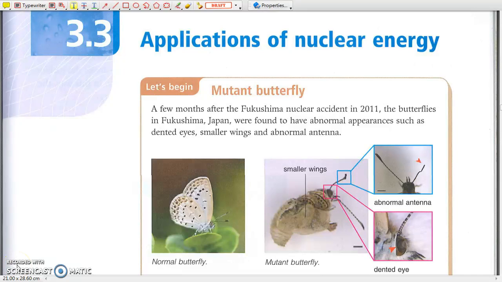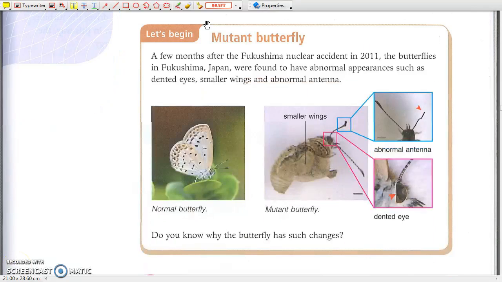3.3 Applications of Nuclear Energy. Let's begin. Mutant butterfly. Radiation is dangerous.